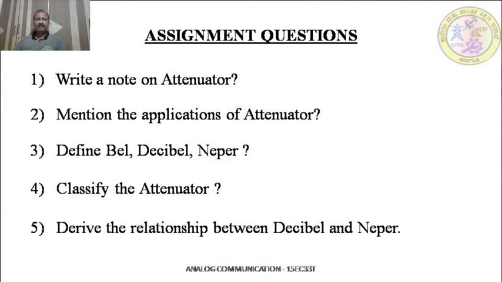Next, you are going to have some assignment questions. Whatever things you studied up to here, some of the questions are listed here, and you have to write an answer for these questions. First question, write a note on attenuator. Second question, mention the applications of attenuator. Third one, define bel, decibel, Neper. Fourth one, classify the attenuators. Fifth one, derive the relationship between decibel and Neper. This type of questions they are going to ask in your examination. You prepare the answers for these by referring to the above answers.